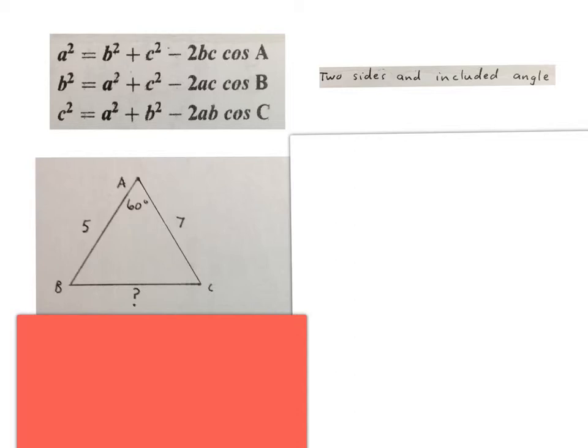In this question, they gave me a triangle. They asked me to work out the length of this side. They gave me two sides and an included angle. So I can't use the sine rule, I can't find a pair. So we will use the cos rule.